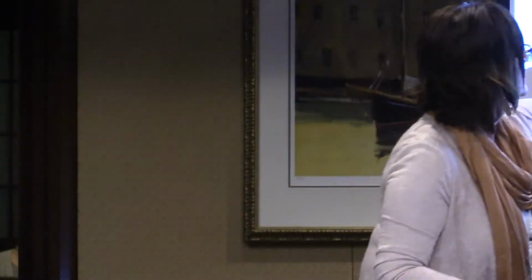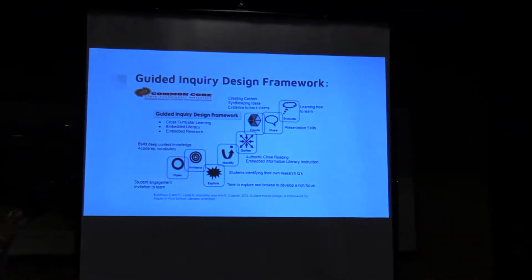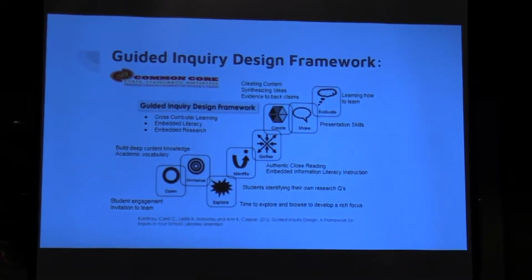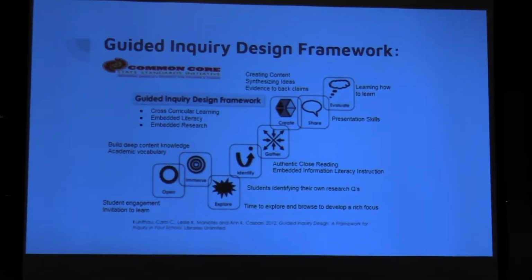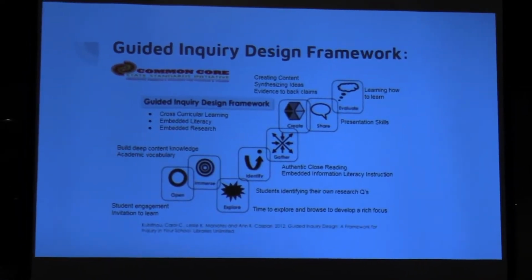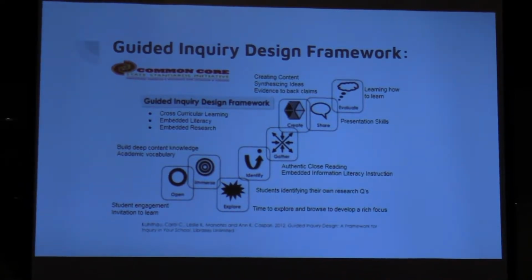So I like this image for the framework. So this center image here is the actual framework. And you can see it's not cyclical and it's not linear. Some things overlap. But I like how this is overlaid with Common Core because it really does give you that understanding with things that we're always hearing about. So the academic vocabulary, close reading, identifying their own sources, rich focus, all of those things that we're all familiar with hearing about, this fits in perfectly with.